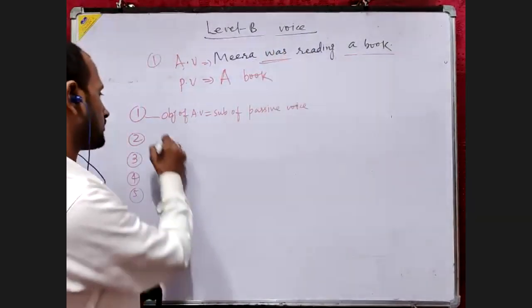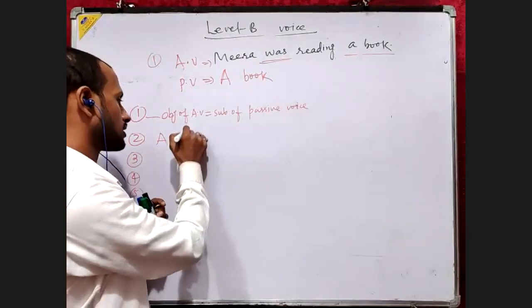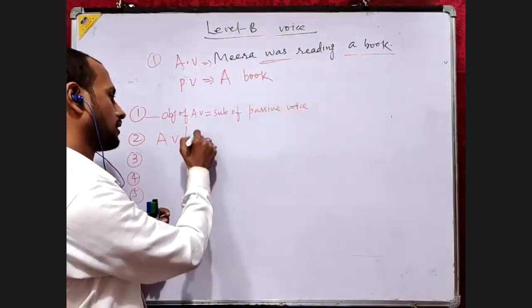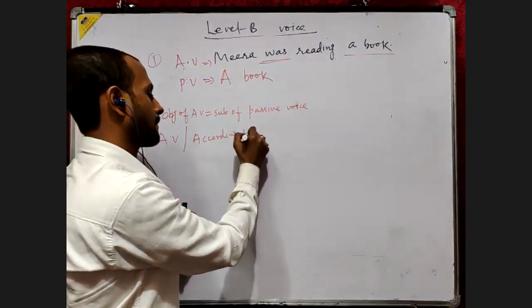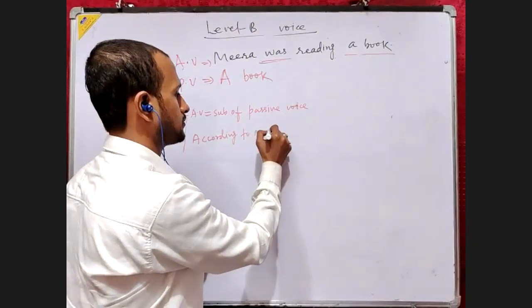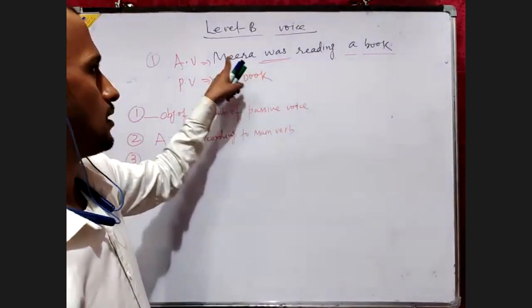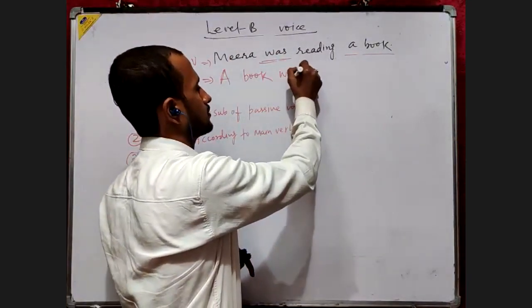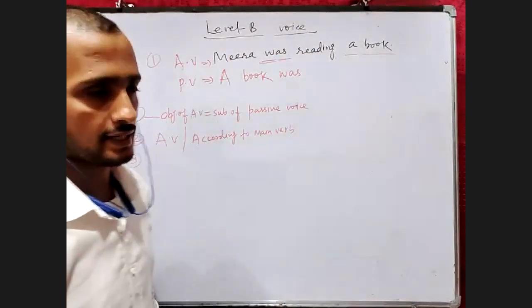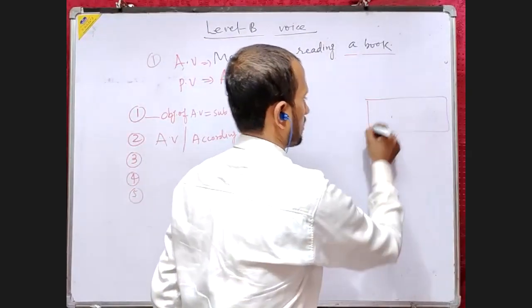If the auxiliary verb is given, we will follow that. If the auxiliary verb is not given, we have to write the auxiliary verb according to the main verb. Meera takes was, so the book will also take was. I have written a formula.